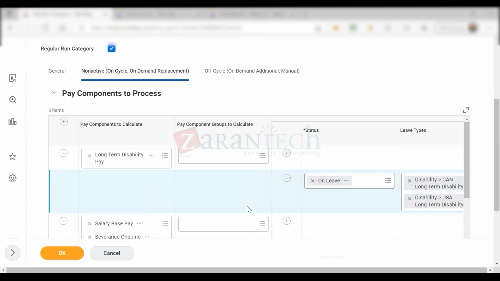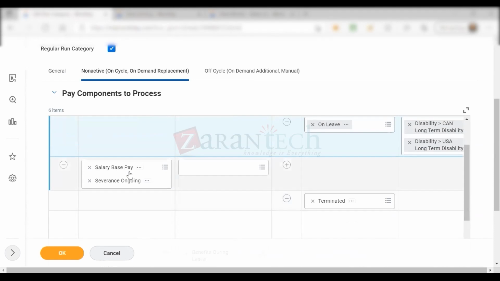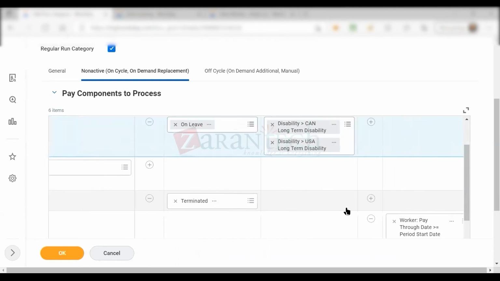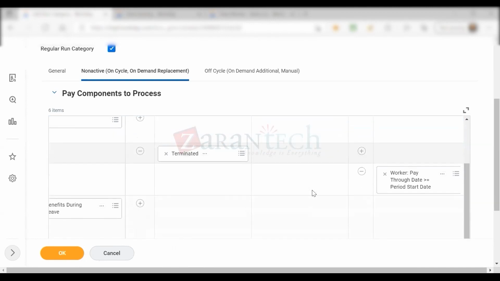Let's switch back. So this is what we saw. Now there is a salary, base pay and severance ongoing. I'm saying that I want to calculate these two pay components, or these two earnings, when an employee is terminated, but I don't want to calculate for every single terminated employee. I want to calculate these earnings codes for terminated employees who satisfy this condition.